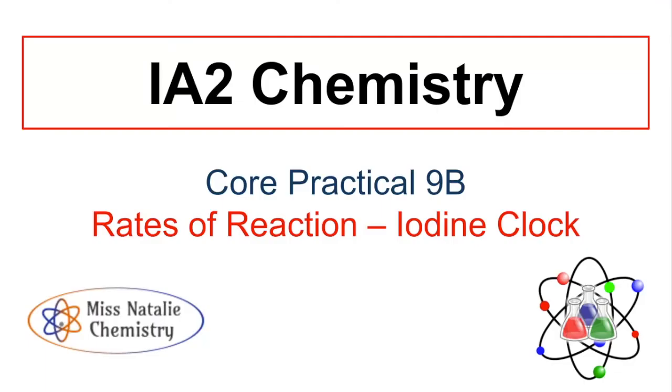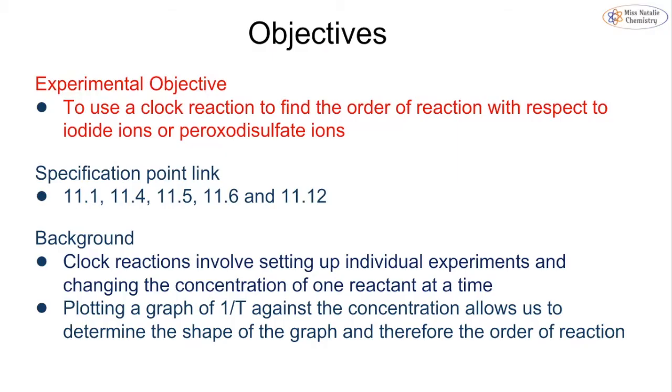So let's look at practical 9b. So this is another way that we can use to calculate a rate of reaction, and this is using the iodine clock. So this clock reaction is used to find the order of reaction with respect to either iodide or the peroxo disulfate ions. So clock reactions are slightly different, where they involve setting up individual experiments and we change the concentration of one reactant at a time. So rather than following a continuous method where we're constantly taking samples, we do individual discrete experiments. And we can then plot a graph of 1 over T versus the concentration. We can then look at the shape of the graph, and then that tells us the order of reaction.